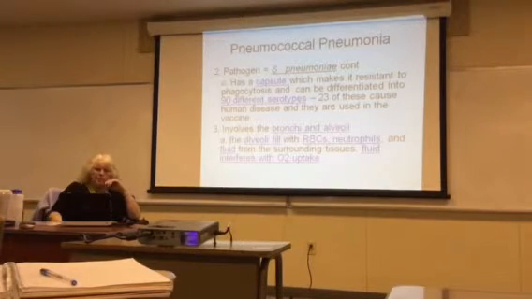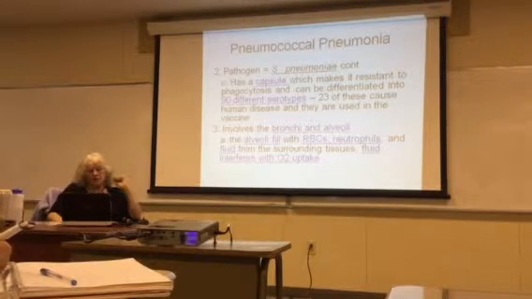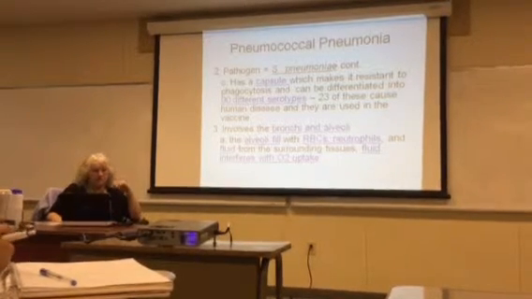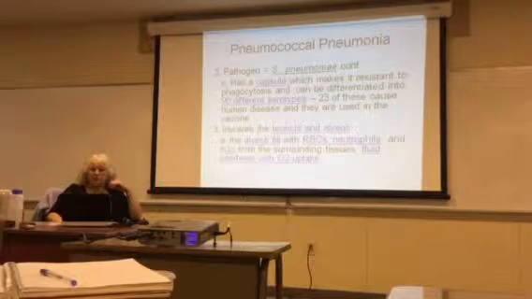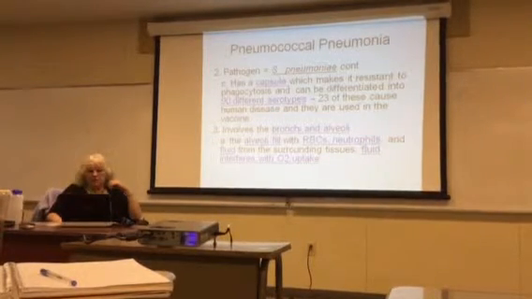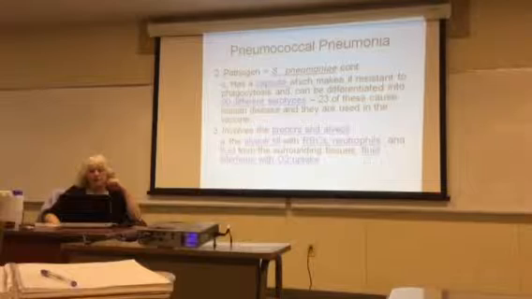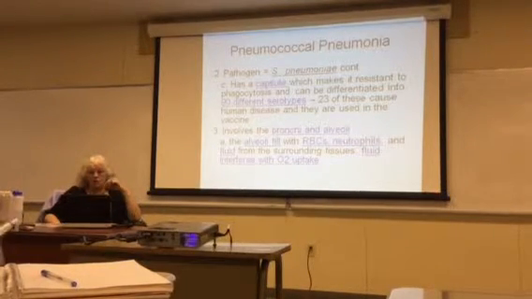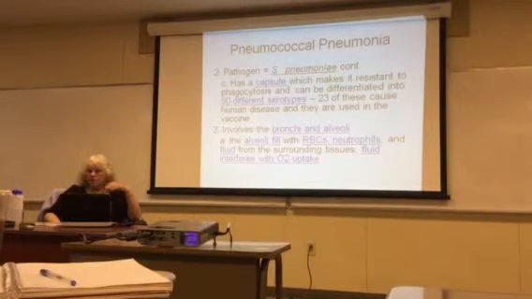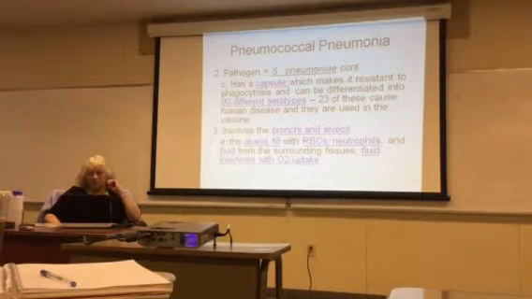Streptococcus pneumoniae has a capsule. That's a virulence factor for the bacteria. It makes it resistant to phagocytosis by your immune cells. This particular pathogen can be differentiated into 90 different serotypes, and 23 of these cause disease in humans. Those 23 are used in a vaccine for this particular type of pneumonia.